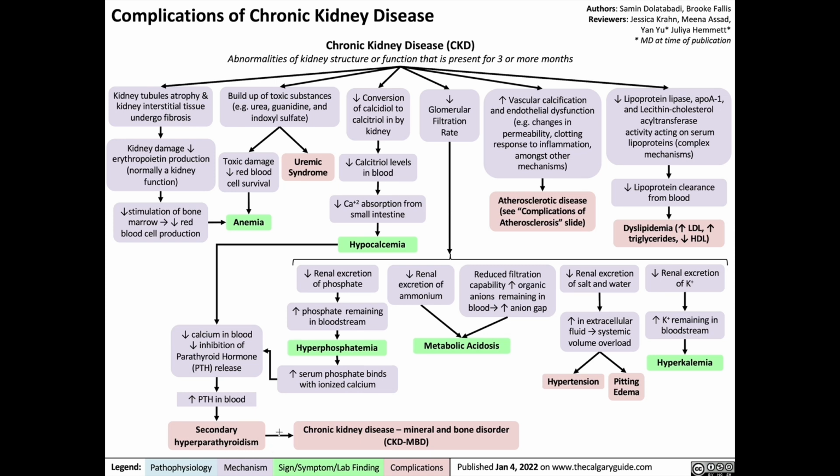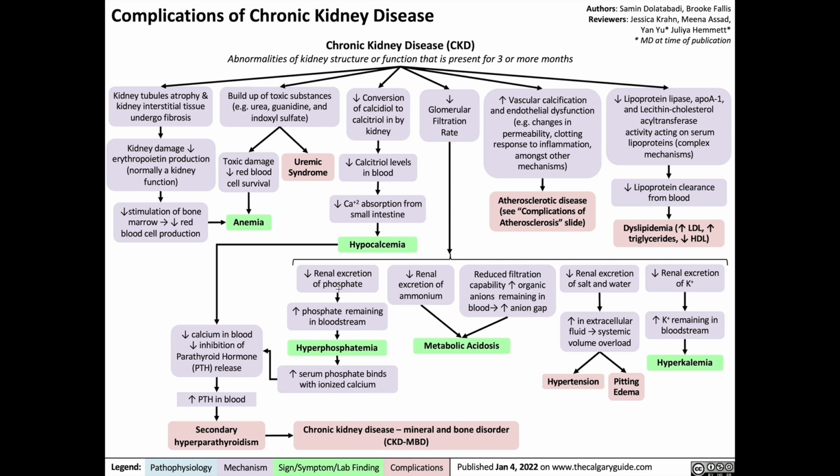And because parathyroid hormone normally functions to increase the resorption of calcium from the bone into the blood, increased parathyroid hormone levels will pathologically break down bone, resulting in mineral and bone disorder of chronic kidney disease. Fourth, the reduced glomerular filtration rate of chronic kidney disease leads to a variety of complications.